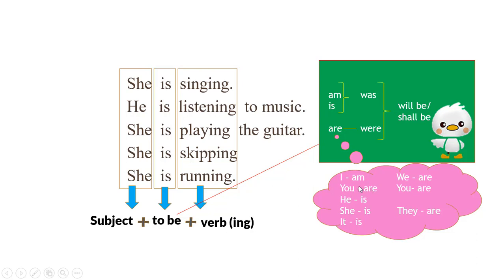Now this is the singular side and this is the plural side. He is, she is, it is. So this is the singular be verb for present tense. Now this is the plural side. We are, you are, and they are. Are is the plural be verb used for present tense.